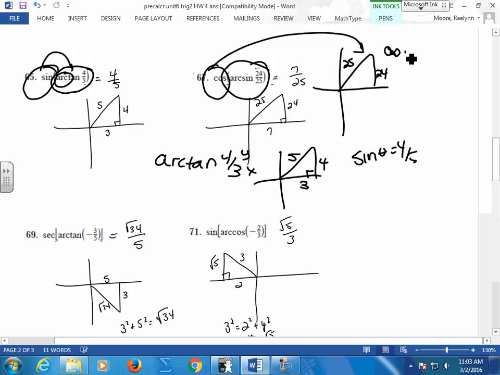So cosine, I need to find this little part. I find it with Pythagorean theorem. I find that it's 7. So can I give it the cosine now? 7 over 25.